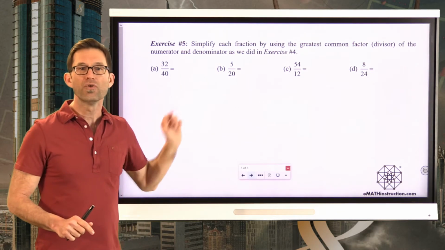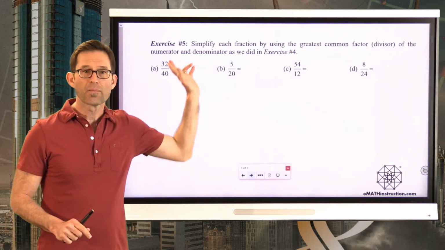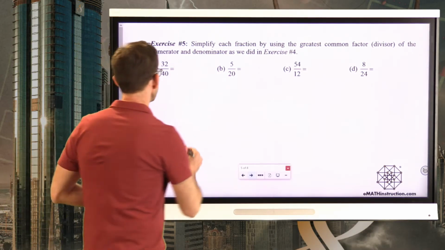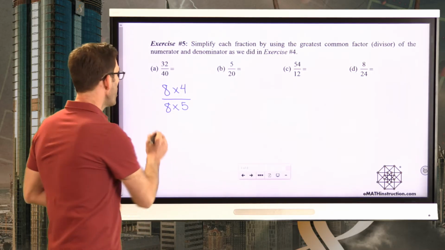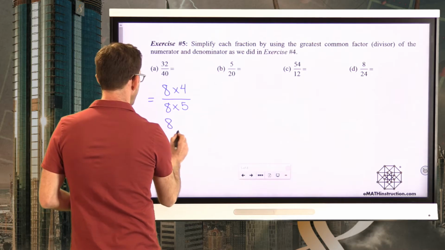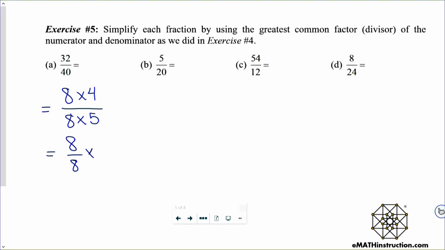So I've got 32/40. The biggest number that divides into both 32 and 40 is 8. So I can rewrite the numerator as 8 times 4, and I can rewrite the denominator as 8 times 5. I can now rewrite this as 8 divided by 8 times 4 divided by 5, but 8 divided by 8 is equal to 1, and 1 times 4/5 is just 4/5.